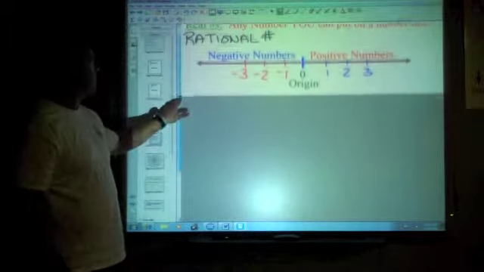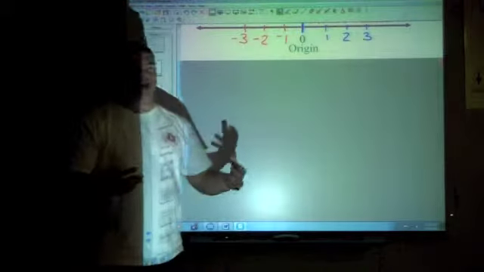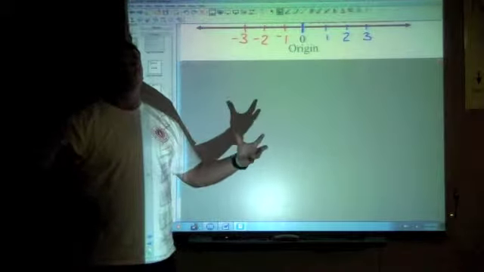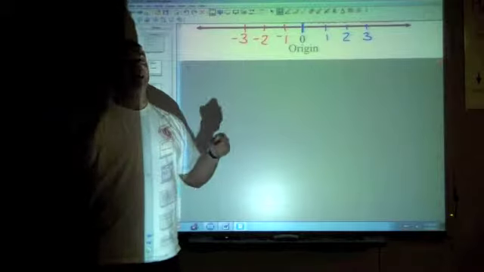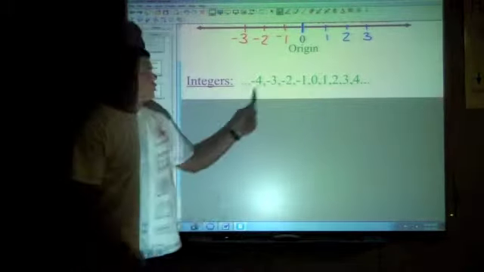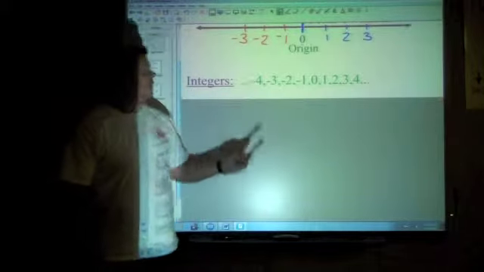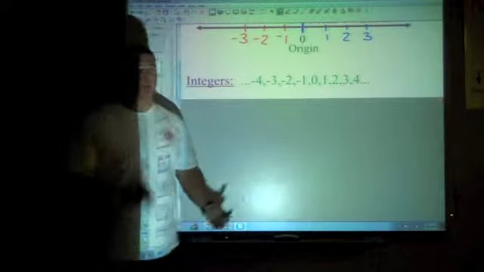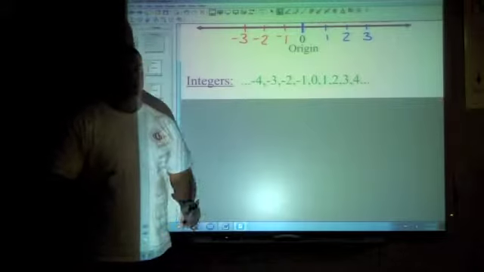From those rational numbers, we have a special club. It's like, here's a club full of all the numbers that can be put on a number line, but then inside that club is a special club known as integers. Integers can be positive, integers can be negative, they can even be 0. But they can't be decimals and they can't be fractions.